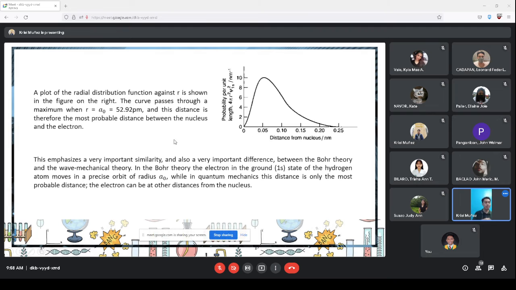Okay, so this emphasizes a very important similarity and also a very important difference between the Bohr theory and the wave mechanical theory. In the Bohr theory, the electron in the ground or 1s state of the hydrogen atom moves in a precise orbit. That's what Niels Bohr said. As you can imagine, how Niels Bohr represented the atom: there is a nucleus, and then things orbiting around it.